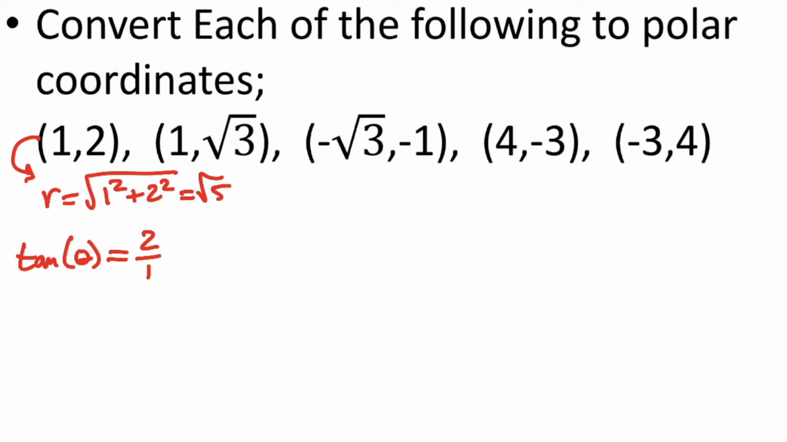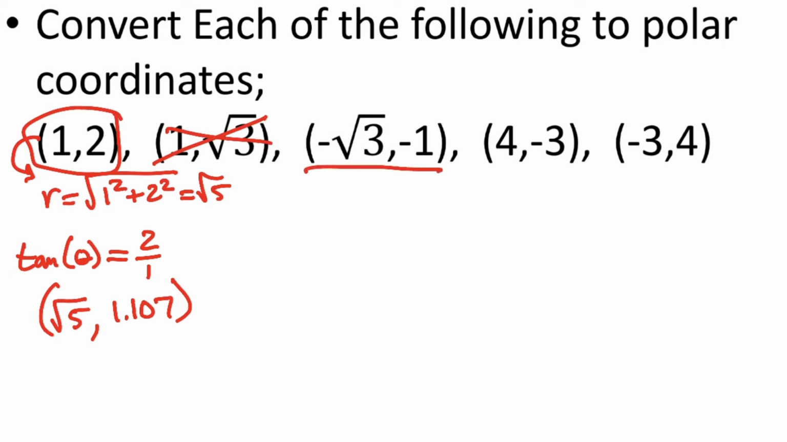You see, your calculator will only give you, when I do inverse tangent of 2, an angle between negative pi over 2 and positive pi over 2, which in this case is fine. This is radical 5 for r, and then 1.107 is the angle. So that's this one here. Let's skip this for now and go on to this one, because that's going to illustrate this problem that we have with the angles.